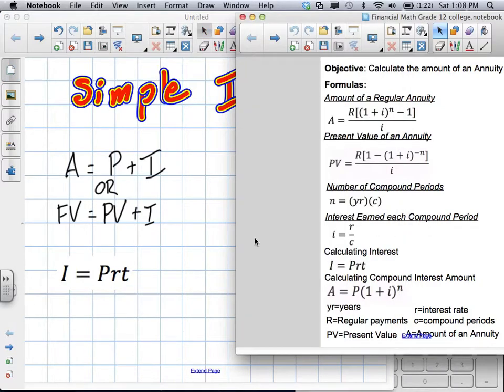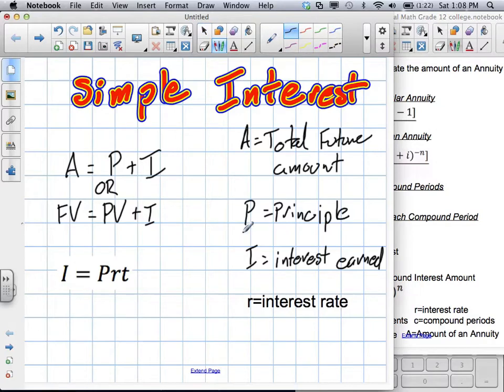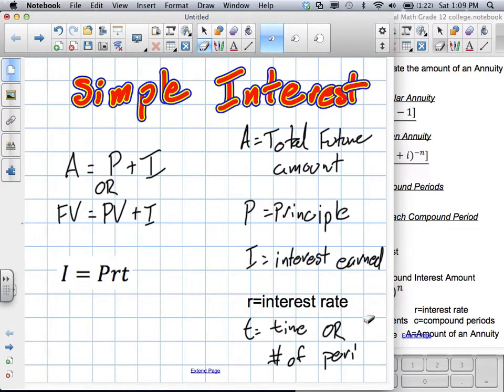And T, do I have it in there? No. T has several definitions. T is equal to time, or it can be known as the number of periods. But we're going to try to make sense of this.